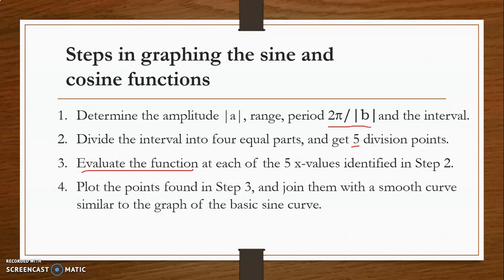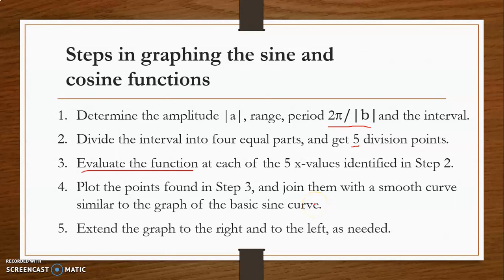After we evaluate the function, we plot the points on the Cartesian plane and join them with a smooth curve. Usually, graphing requires only one cycle, but some questions will require 2 cycles or 3 cycles. If more cycles are required, you can extend the graph to the right or to the left, if needed.